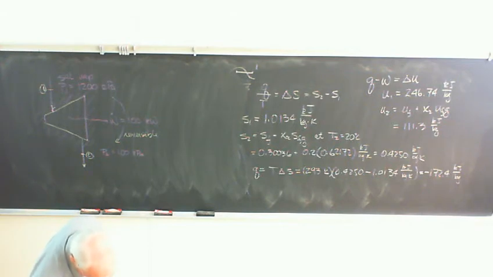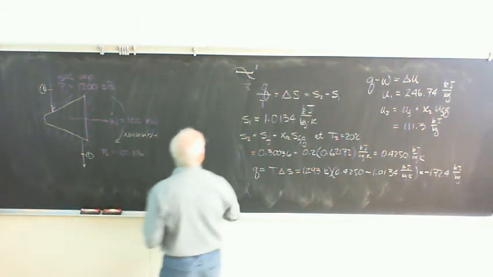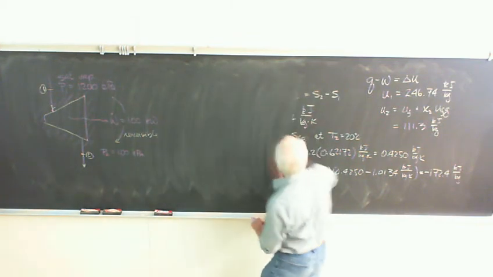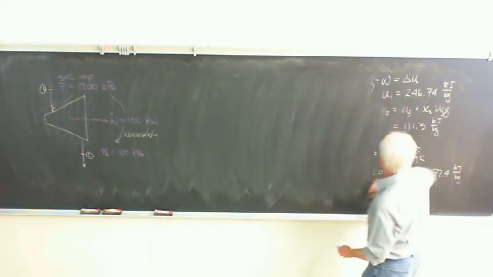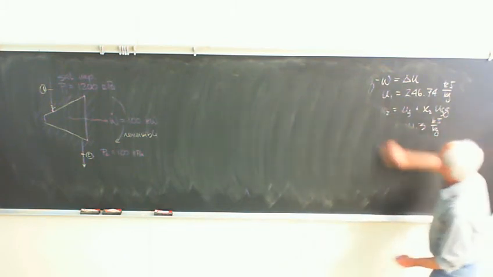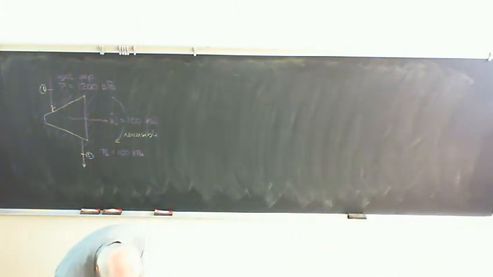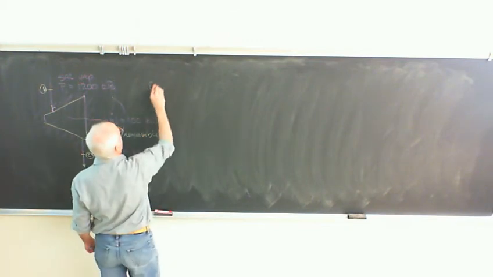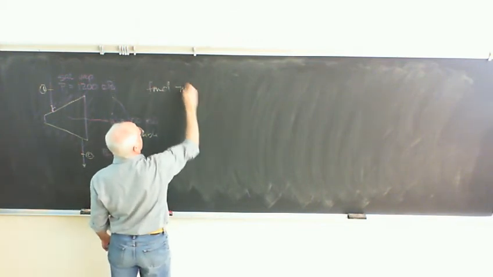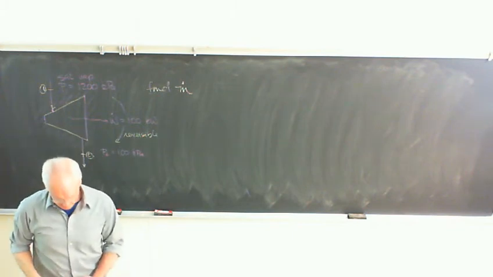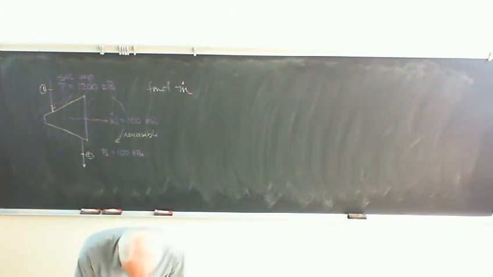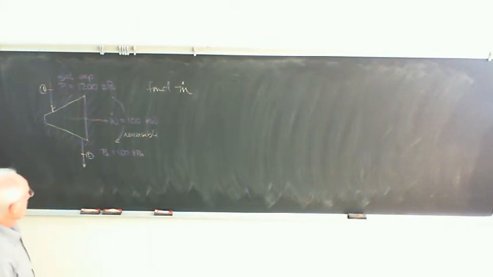Okay, you need to find, well, let's see. We'll shorten a little bit so that somebody can get out early for once. I bet Paul will be motivated. Find the mass flow rate.